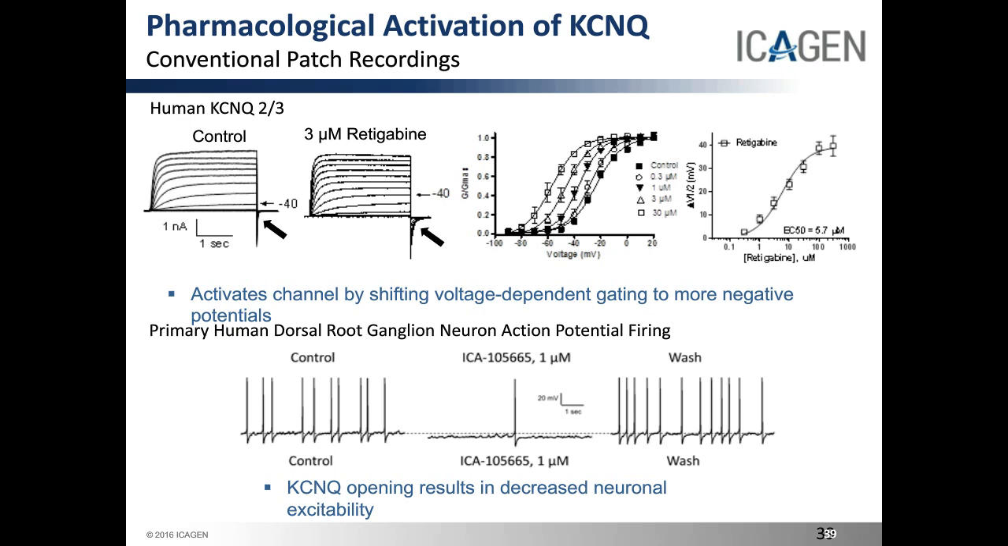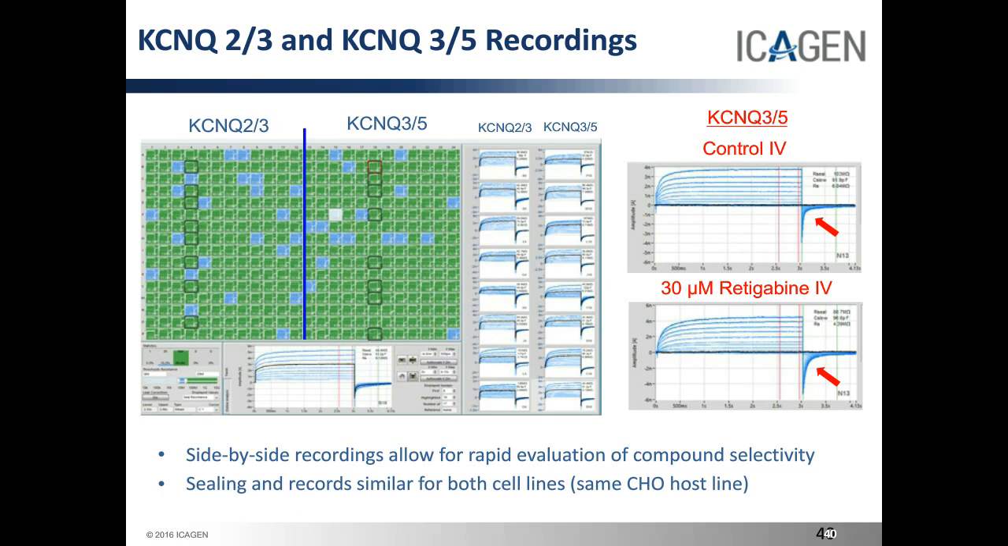So when we were developing the assay on the Syncropatch, we wanted to have it mimic what we had done in conventional patch recordings. We wanted to run full IVs, and if we could, we wanted to run the two channels side by side on the same chip. So an example of which is shown here. These are full IV recordings of both Q23 and Q35 on the same chip. These are 9-hole population chips where we routinely get 84% of the wells giving us usable data for every recording.